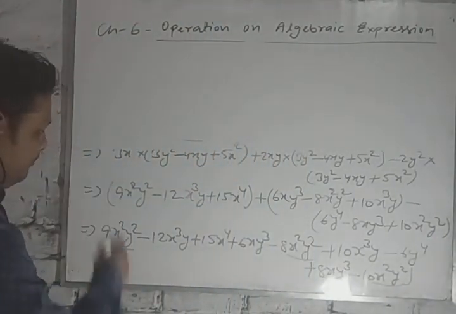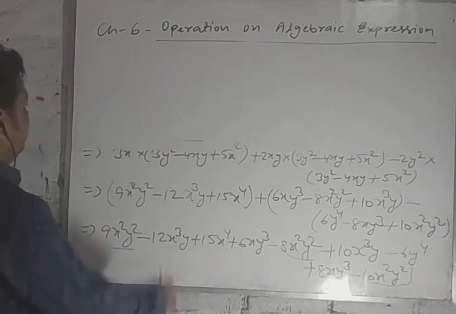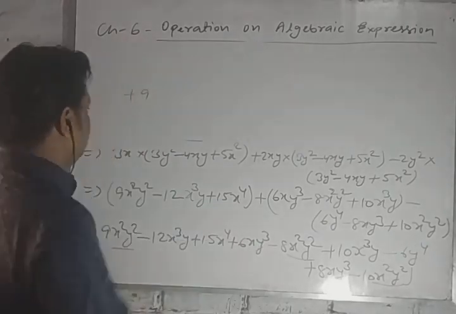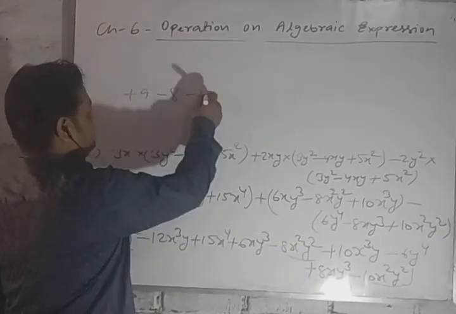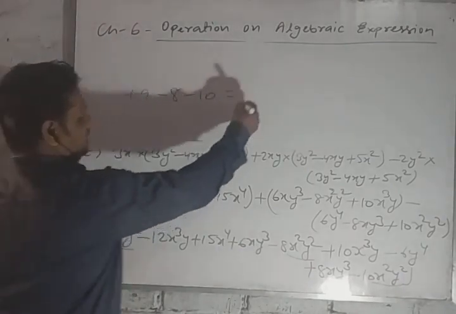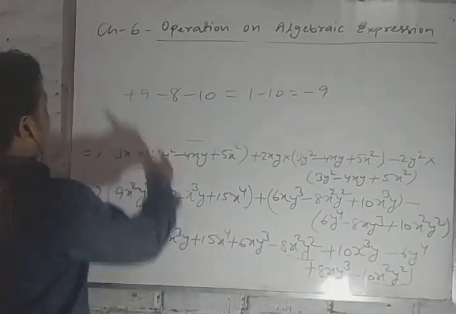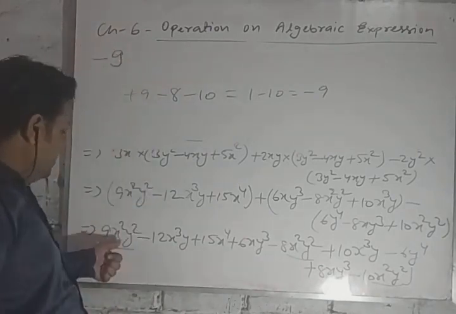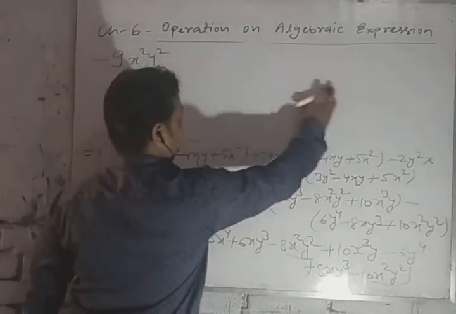Okay, so here plus 9. We will write plus 9, then minus 8, then minus 10. Now solve it. 9 minus 8 is 1, minus 10, which is equal to minus 9. That is, we have to write at first minus 9. And the variable is x square y square. This is done.